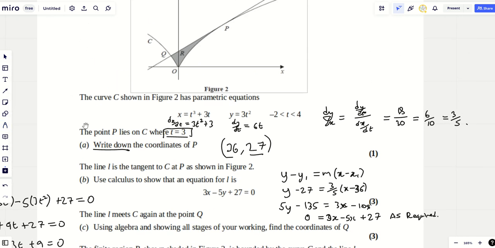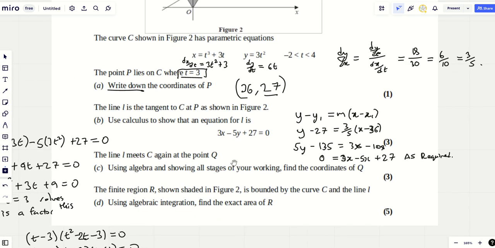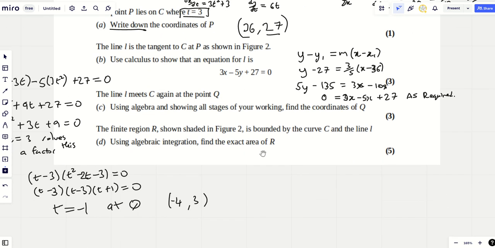Does it look right on the diagram? Yes, it does. So it's looking good. Okay, last bit. Using algebraic integration, find the exact area of R. Okay, right, let's do this.